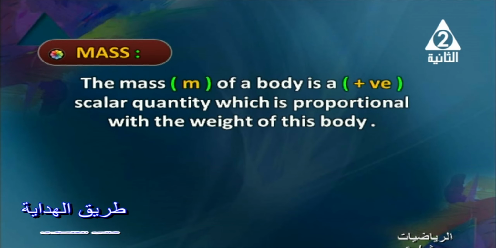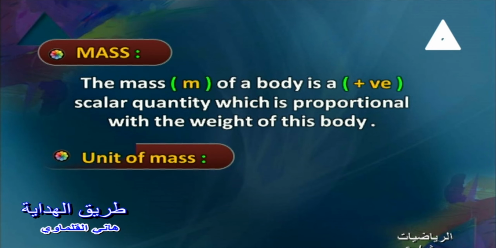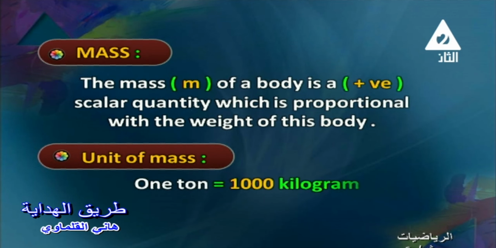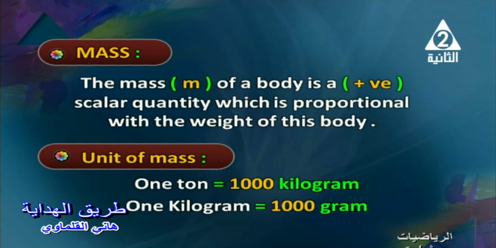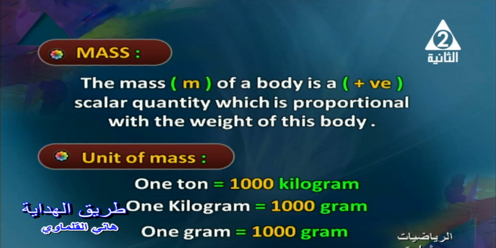The mass m of a body is a positive scalar quantity which is proportional with the weight of this body. And we can use the unit of mass 1 ton, which equals 1000 kilogram. 1 kilogram equals 1000 gram, and 1 gram equals 1000 milligram.